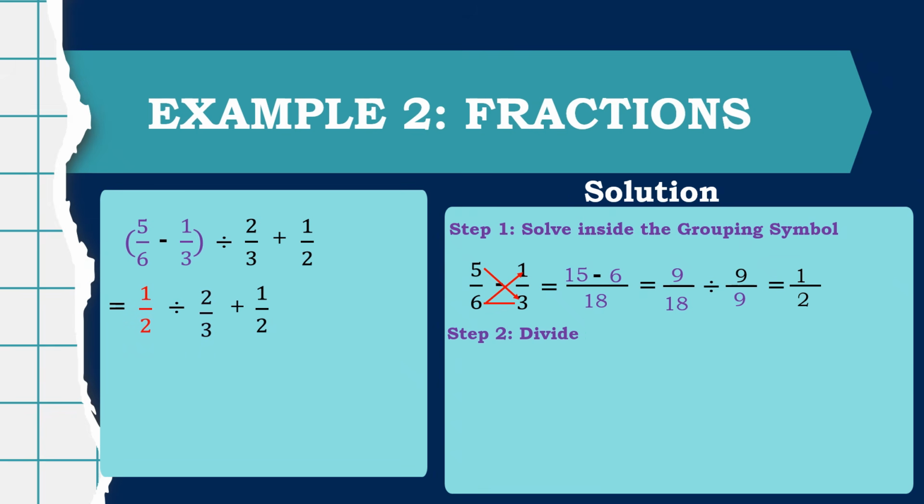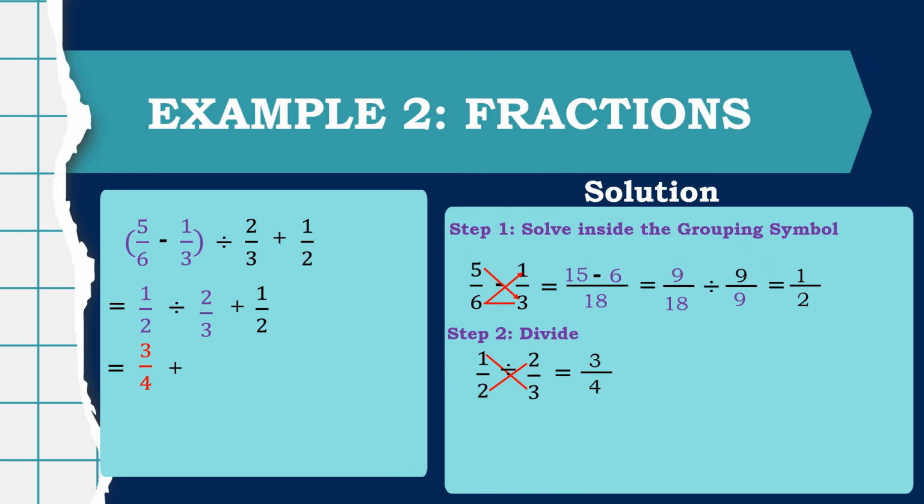Very good. Step 2 is divide. So 1/2 divided by 2/3. How we're going to divide fractions? Yes, we're going to use the cross multiplication. So 1 times 3 is equal to 3 as our numerator. Then 2 times 2 is equal to 4 as our denominator. So 1/2 divided by 2/3 is equal to 3/4.